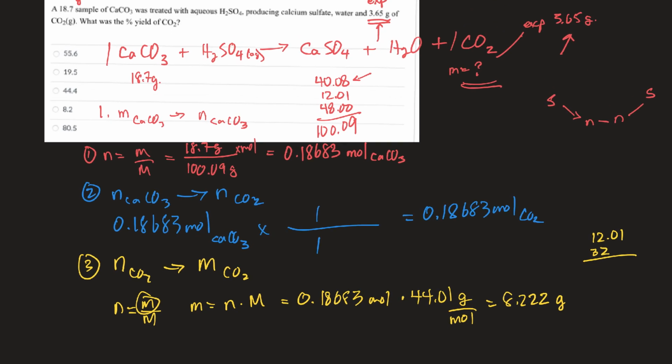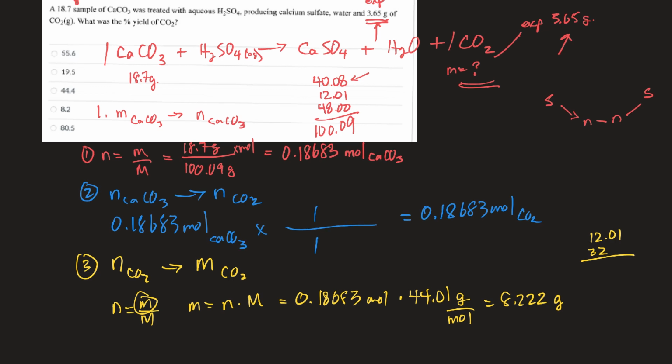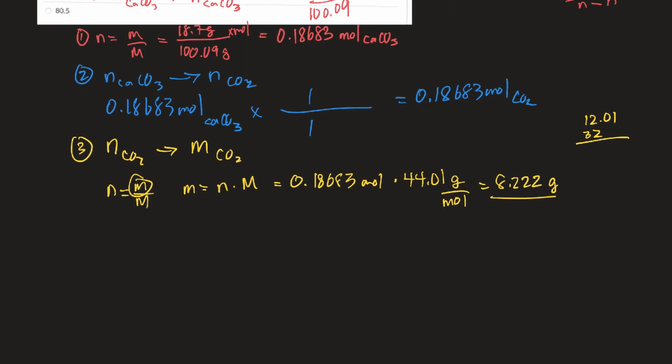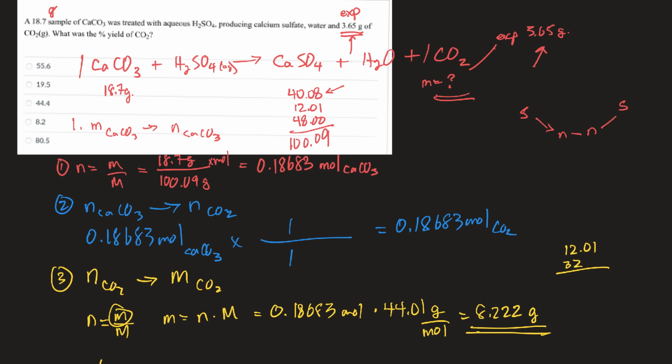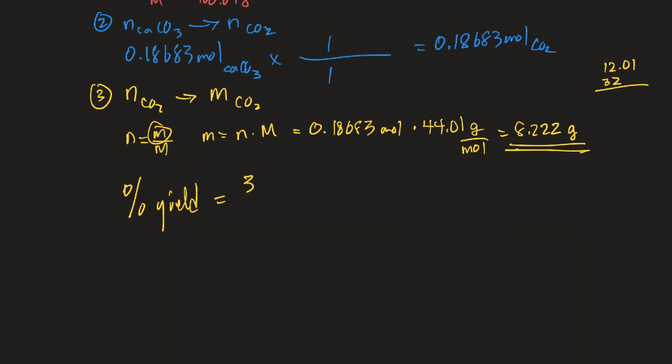So now the question says, what is the percent yield? So experimentally I got 3.65, but theoretically I got that. So the percent yield is going to be equal to what you got in the experiment, 3.65, divided by theoretically what you should have got, that number, and then times that by 100.